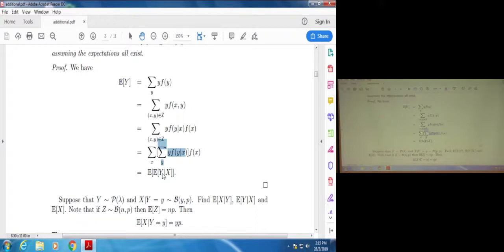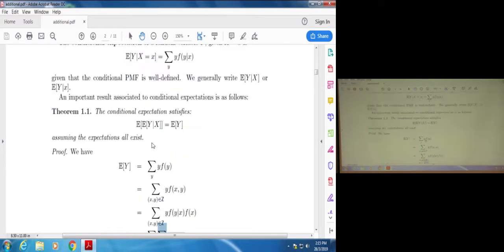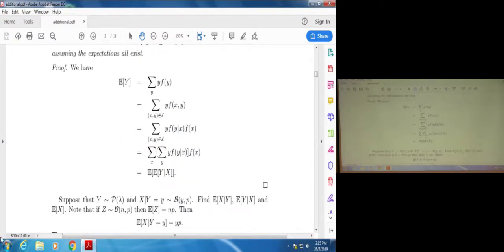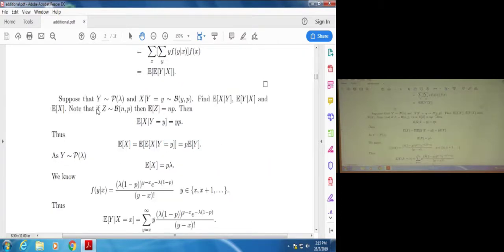Okay, and so it basically provides you a nice formula for computing expectations when I, for example, have access to the conditional structure of y given x, but I don't have access to the marginal structure of y. So if you remember our example, let's go back to that: y is Poisson, x given y is binomial.